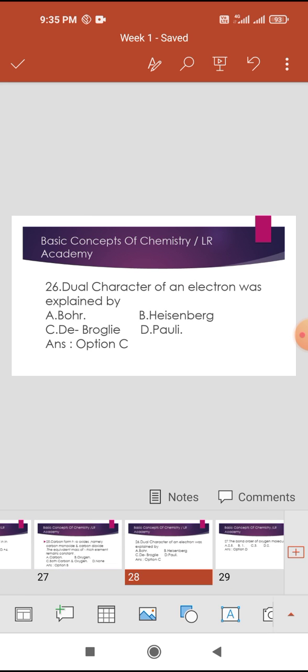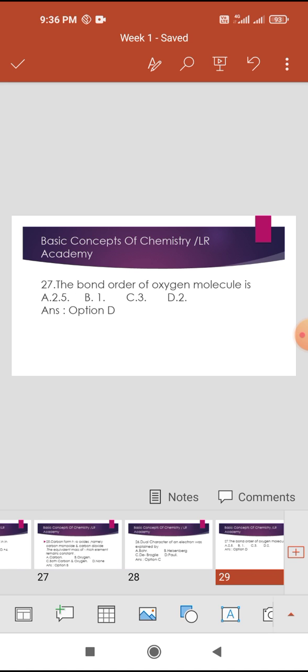Question number 26. Dual character of an electron was explained by option A, Bohr, option B, Heisenberg, option C, de Broglie, option D, Pauli. The right answer is that the dual character of an electron was explained by Louis de Broglie, that is option C.